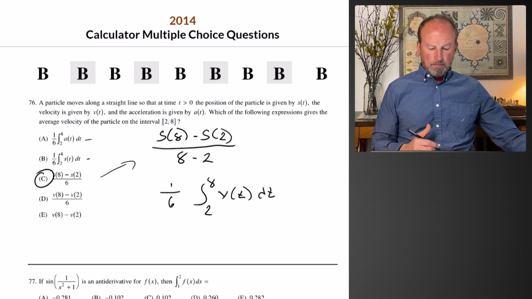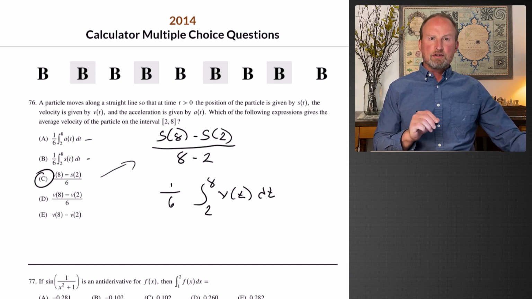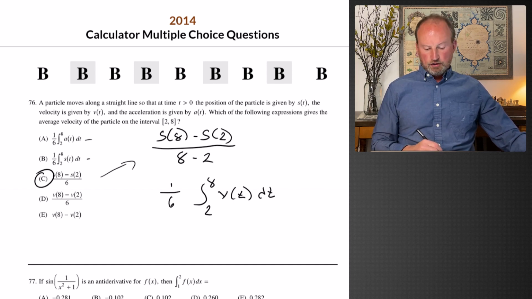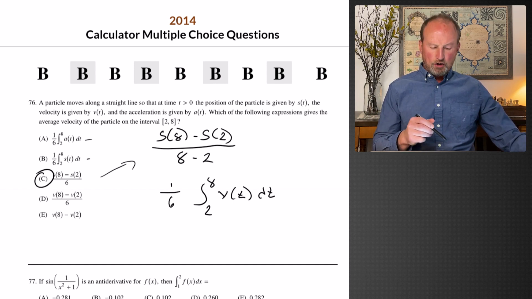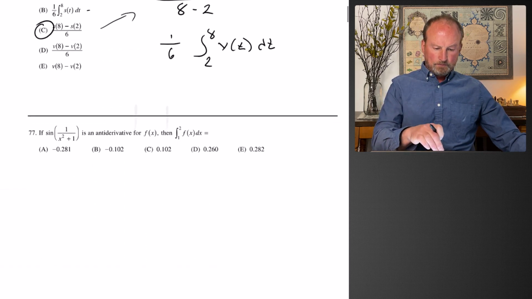What's letter D? Average acceleration. Change in velocity over change in time would be the average acceleration, the average rate of change of the velocity. And then letter E is just change in velocity. Okay, so it's pretty important that you can go through and identify what each of those mean. Question 76 in the books.